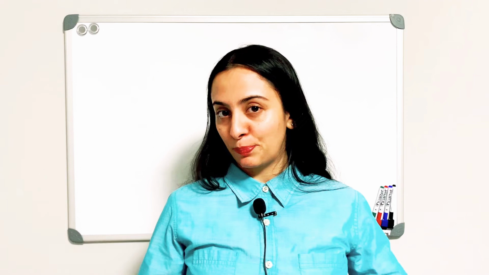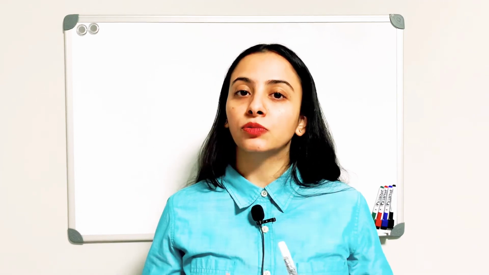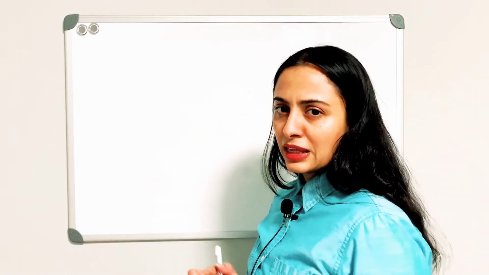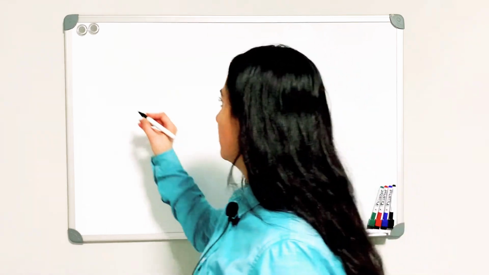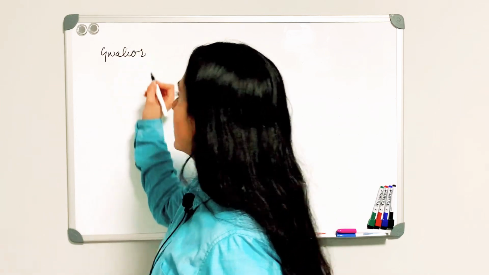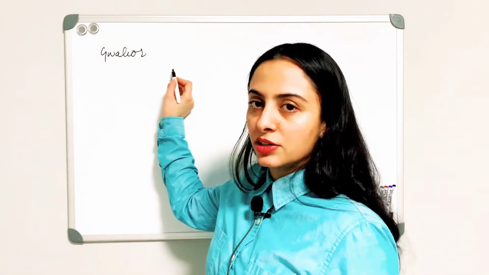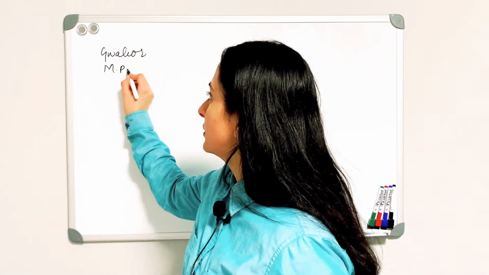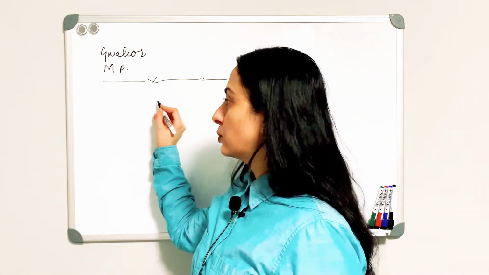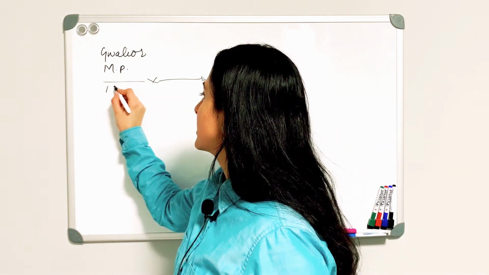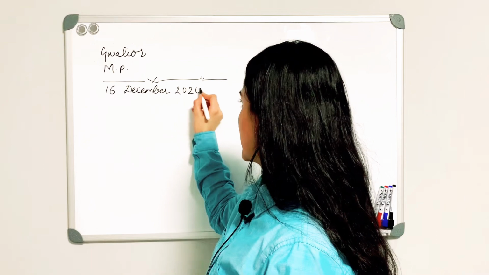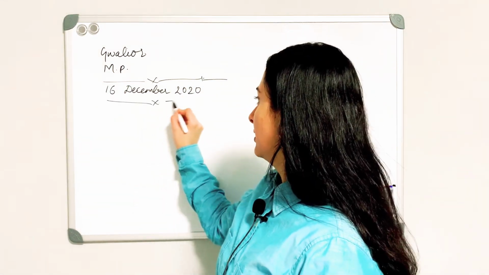If we are writing a personal letter, the format that we use to write it is really flexible. With the format, we can choose to just write the city name, say Gwalior. If you choose to write MP here, suppose Gwalior MP, you can leave a space and then write the date. The format that our book follows is 16 December 2020, no commas, and then there is a line.